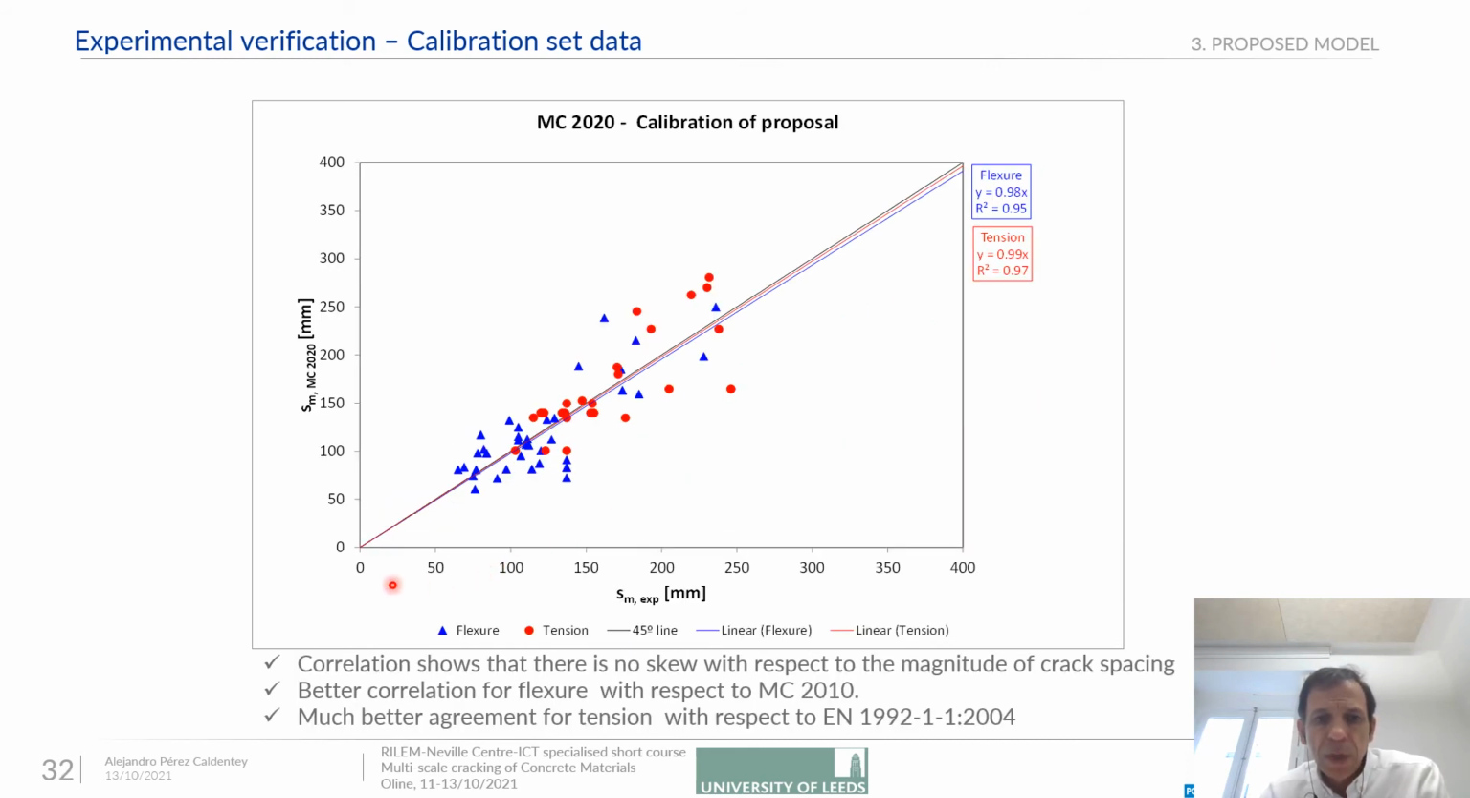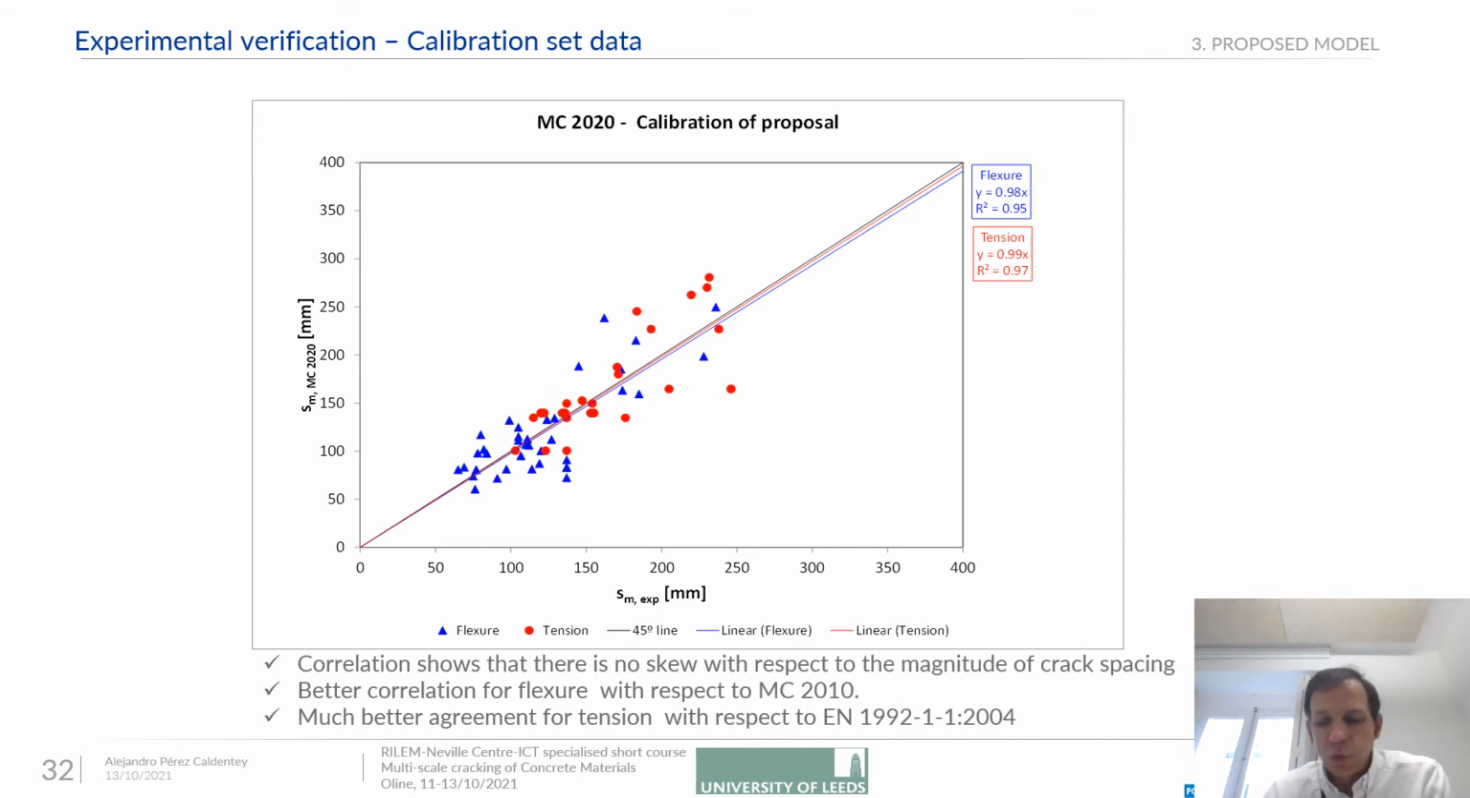This is the calibration of the Model Code 2020 and also the Eurocode 2 proposal for crack spacing. And you can see that you have a correlation slope close to 1, and you have higher determination factors than what we saw before. So we do get better agreement. And of course, we get much better agreement with respect to tension results as they are currently modeled by Eurocode 2.